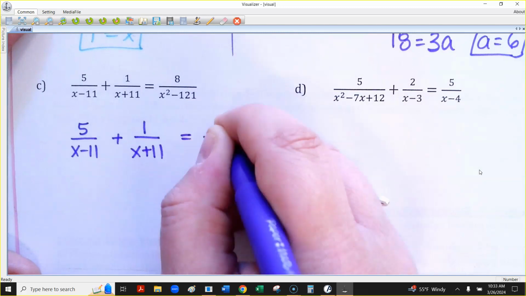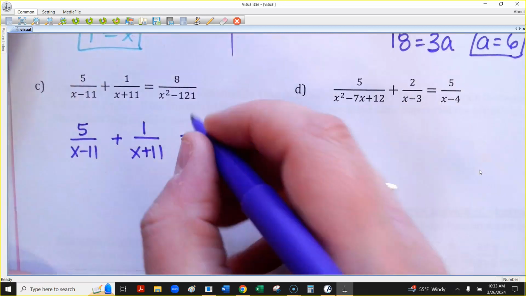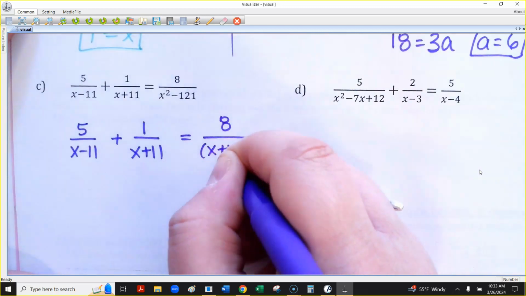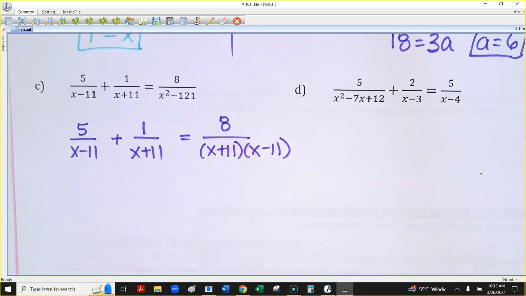But I can factor the denominator of that very far fraction all the way to the right there. How could I factor x squared minus 121? It is a difference of squares. Mars, what do you think? Yeah, it is. This is a square root. Just one of them is x plus 11, one of them is x minus 11. Done.